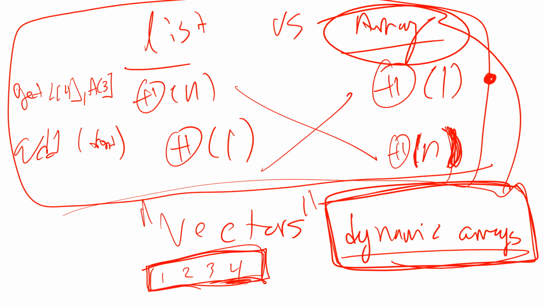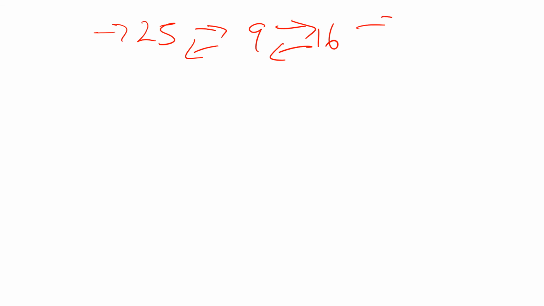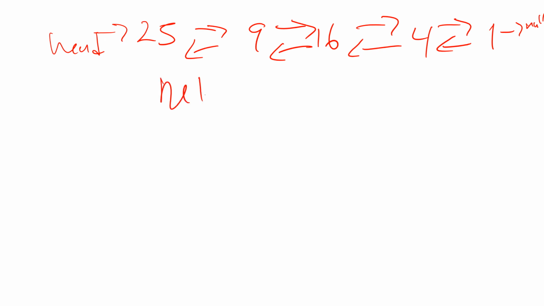Okay, so the next thing is going to be deleting from a linked list, and that's pretty easy too. That's why we want to use a doubly linked list. So deleting, let's say you have 25, 9, 16, 4, 1, null. This is my head of this, and I want to delete the fourth key. Okay, I want to delete the fourth key, so I'm going to delete this.